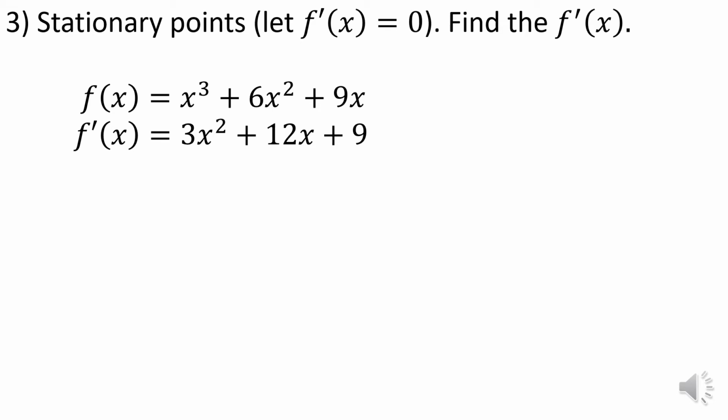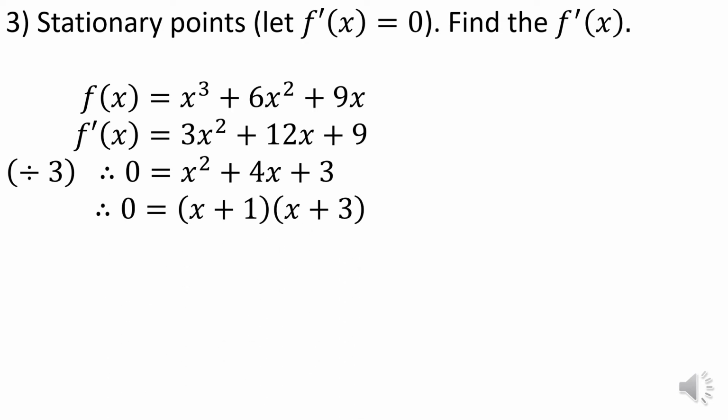Here we can simplify even further by dividing by 3, and we should be left with 0 is equal to x squared plus 4x plus 3. Now again, this is a trinomial, which means it can be factorized even further. So 0 is equal to (x plus 1)(x plus 3). Therefore, x is equal to minus 1, or x is equal to minus 3.